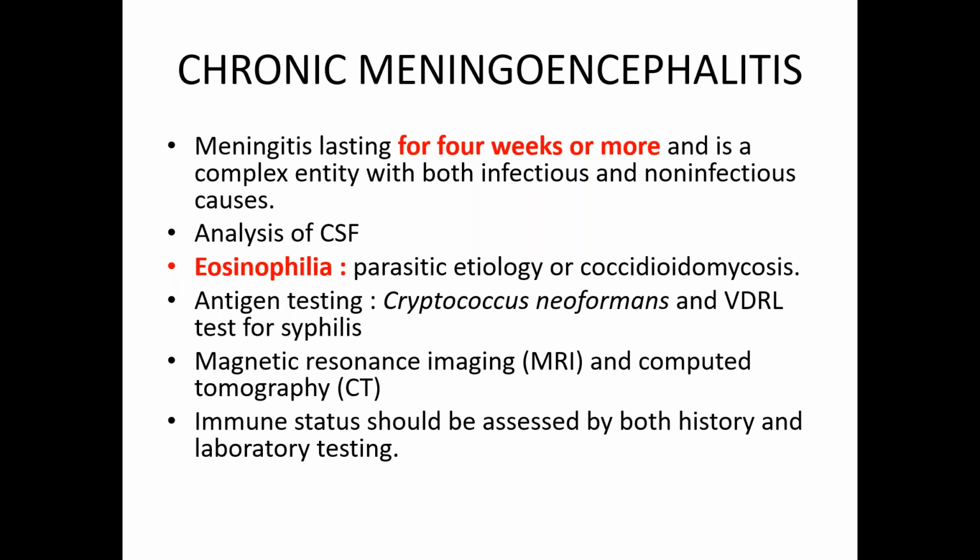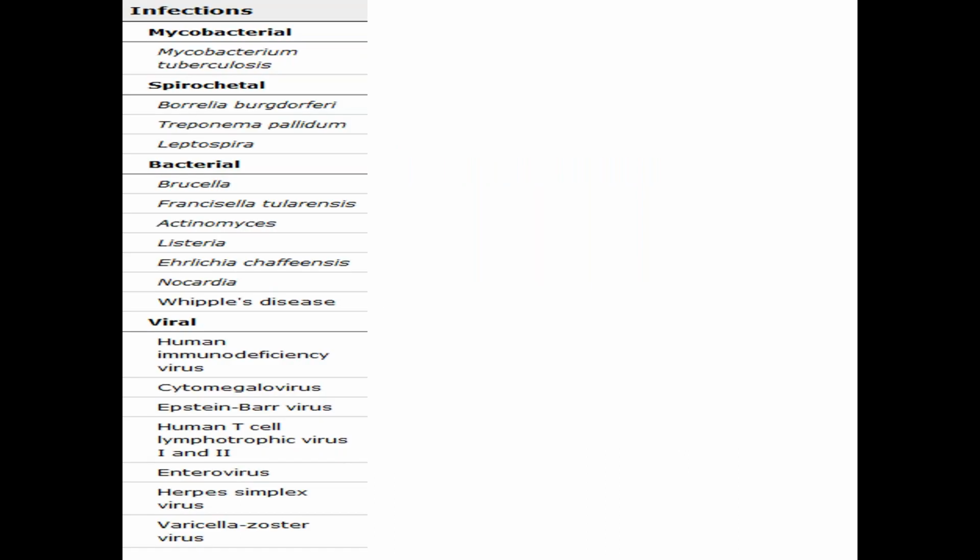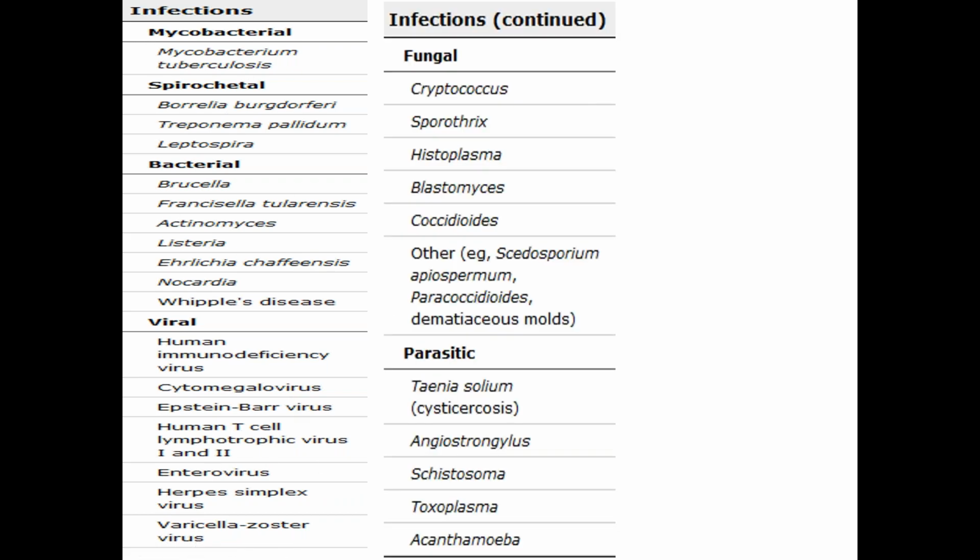This is when it lasts for more than 4 weeks. This is obviously a concern because we need to keep a differential of non-infectious causes like leukemia and lymphoma. Infectious causes, things like parasitic, cryptococcus, coccidioidomycosis are very common. They can be detected on MRI, and the biggest causes like Mycobacterium, Borrelia, Brucella, HIV are the ones which lead to these kinds of infections.